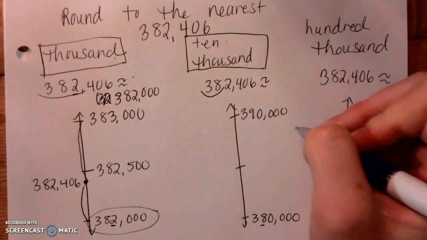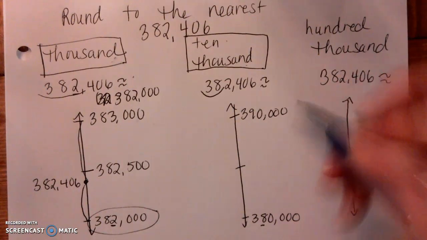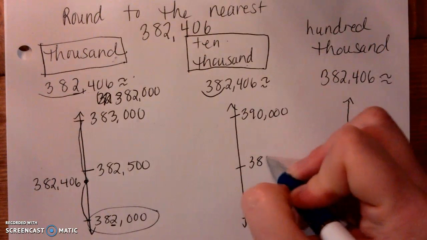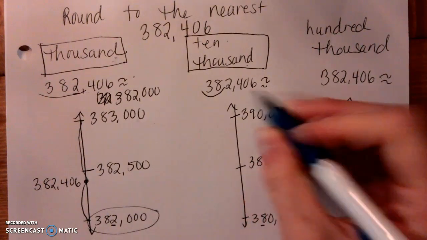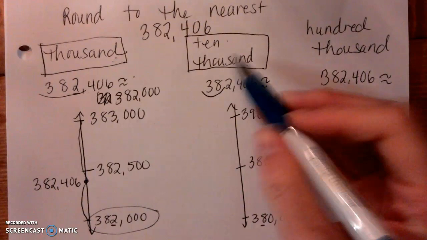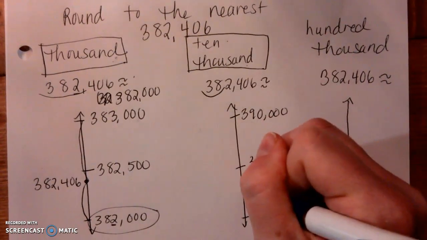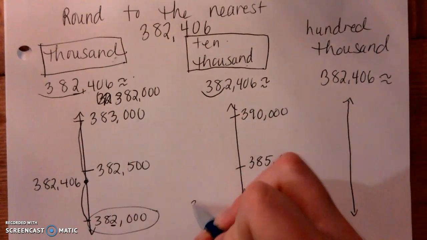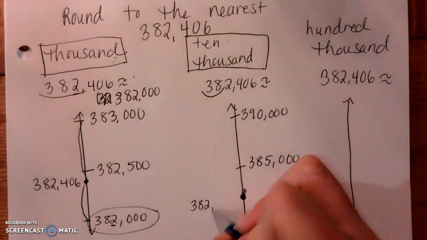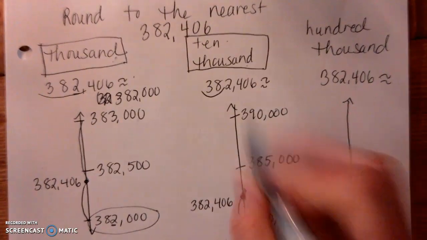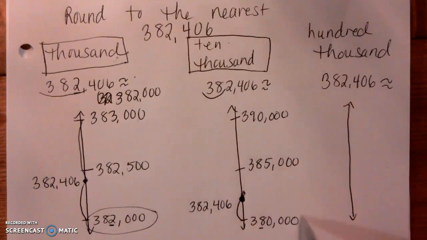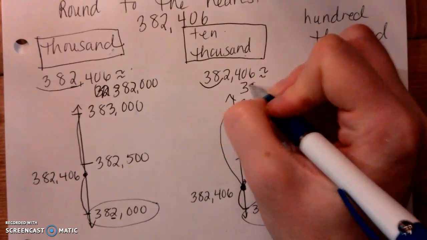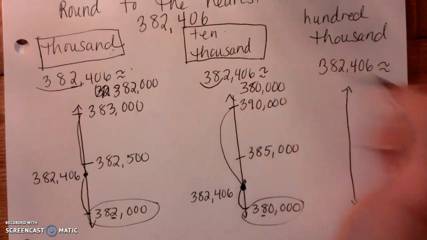So I know it'll be 390,000. Next, I have my midpoint. Halfway between 380 and 390 is 385,000. Oh, and I can see 382,000 is definitely going to be less. It's going to be probably like a little bit closer to this side. 382,406 rounded to the nearest 10,000 will be 380,000 because it falls in the bottom half of my number line.